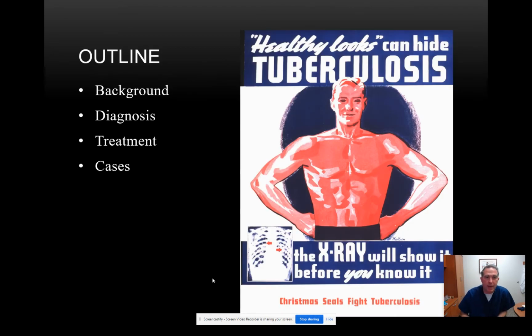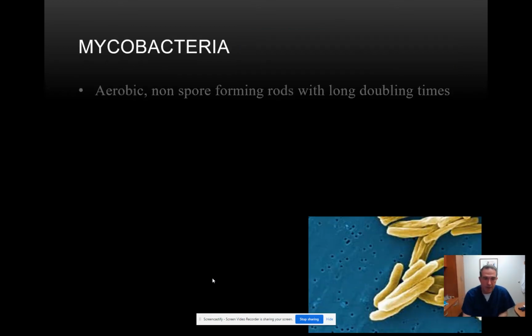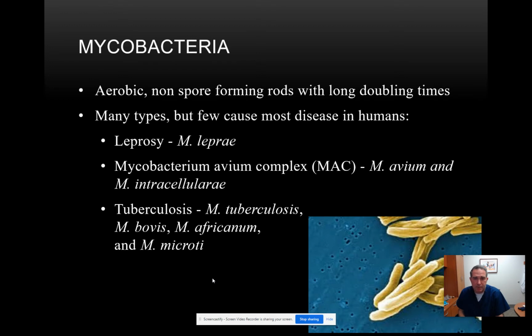Quickly, we'll go through the background of tuberculosis, diagnosis, treatment, and we'll follow up with some cases. So mycobacteria are aerobic, non-spore forming rods with a long doubling time. There are a couple different types, but only a few of them really cause disease in humans. That's leprosy, Mycobacterium avium or MAC, and then tuberculosis.